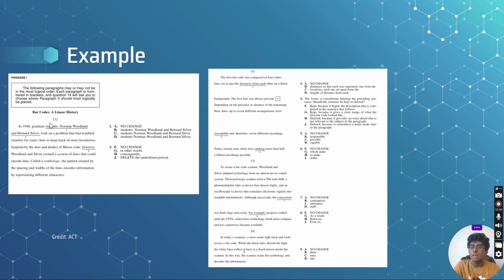Remember, you see these paragraphs being numbered. These are the big picture questions that I was talking about. So make sure you're trying to see the flow of these paragraphs. Do they make sense in terms of where they are? Because it specifically tells you here, each paragraph is numbered in brackets.